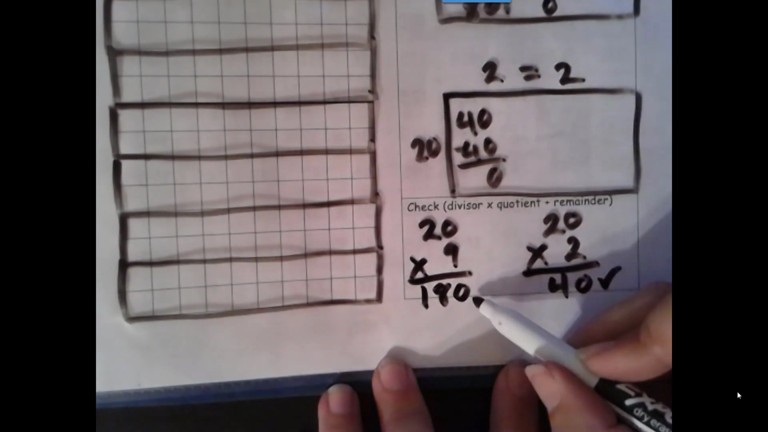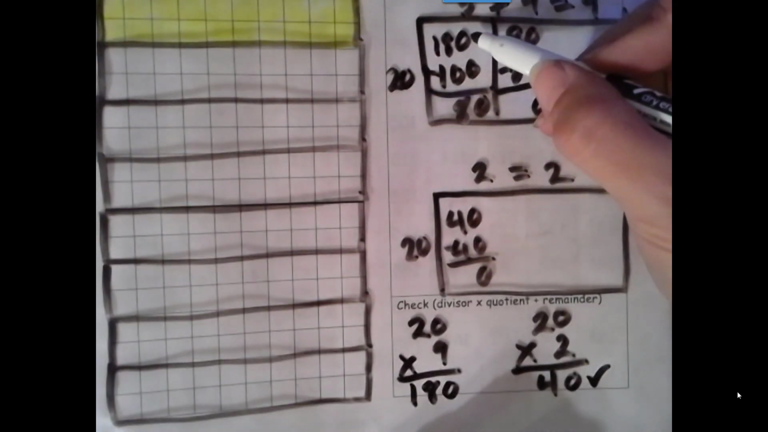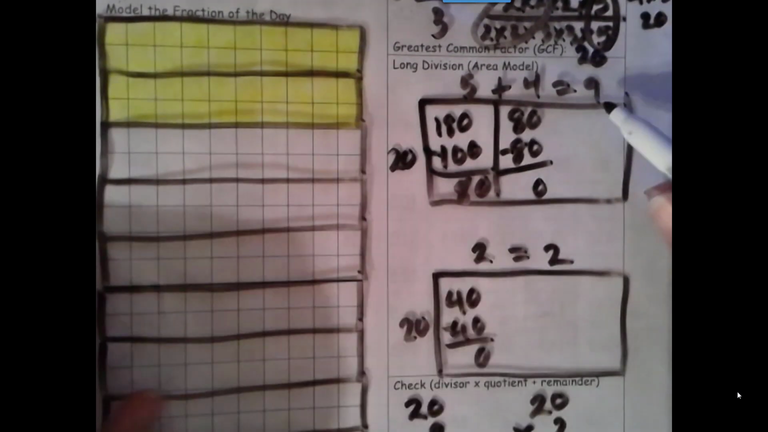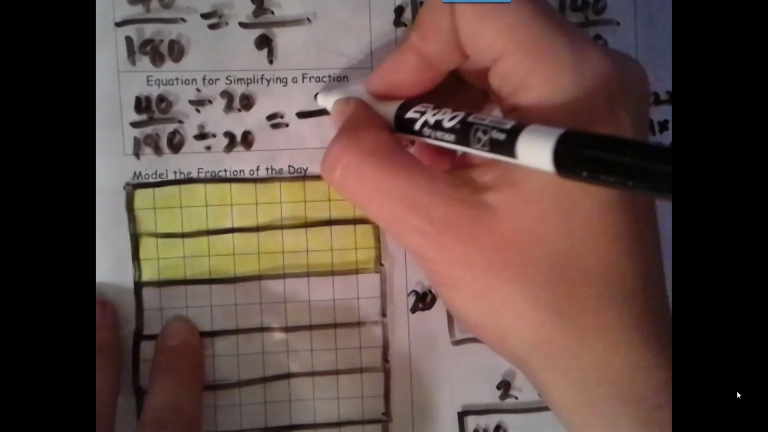9 times 0 is 0. 9 times 2 tens is 18 tens. 2 times 0 is 0. 2 times 2 tens is 4 tens. So 40, that matched my dividend. 180, that matches my dividend. So my numerator is definitely 2, and my denominator is definitely 9.